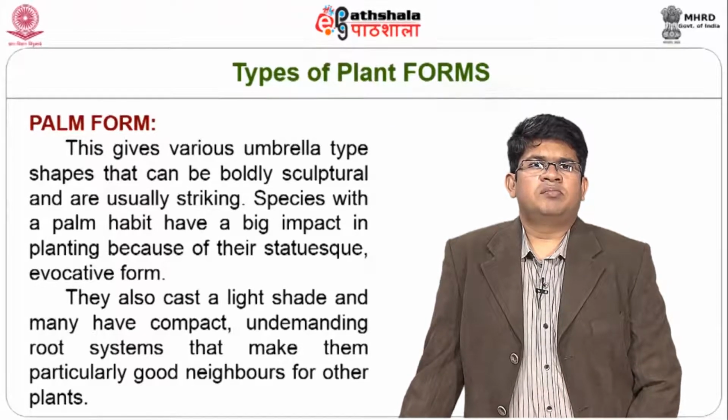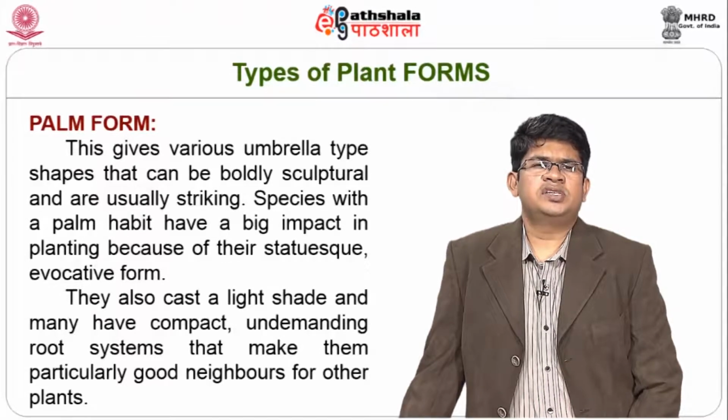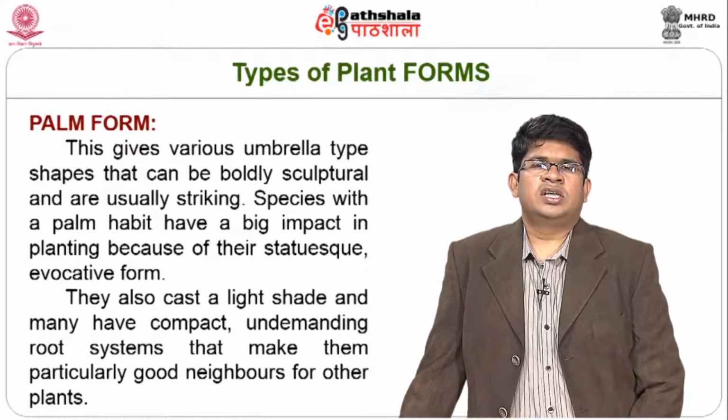Species with a palm habit have a big impact in planting because of their statuesque, evocative form. So, they are very strong forms in general. They also cast a light shade. Many have compact, undemanding root systems that make them particularly good neighbors for other plants. So, these kinds of palm forms do not have very vigorous root systems. They do not have a very demanding root system that can affect the local plants. So, because of the undemanding root systems, they become very good neighbors for other plants as well.